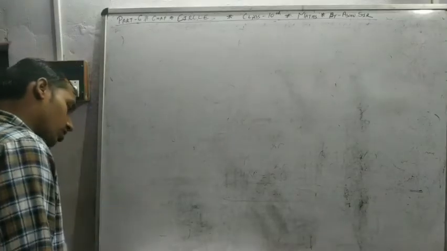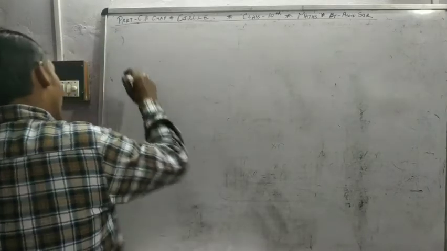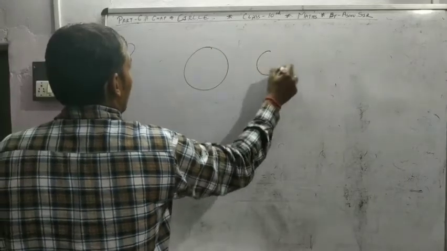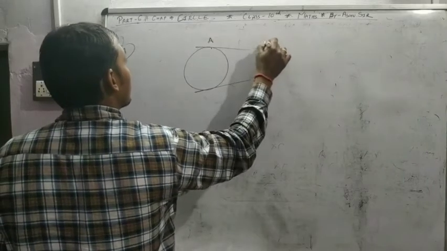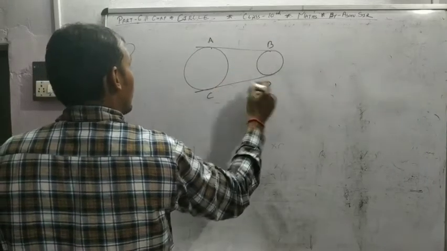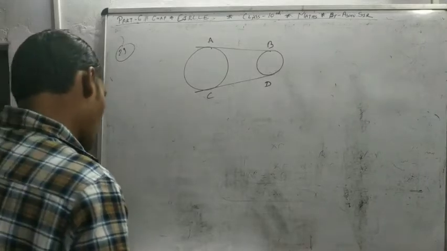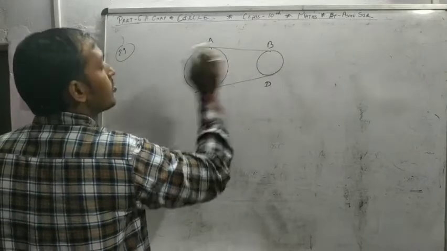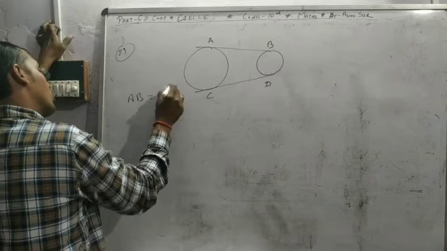See this question, also a very good question. See, basic questions. In the given figure, AB and CD are the common tangents of two circles with unequal radii. Means this one is a big and one is a small circle. So prove that AB is equal to CD.